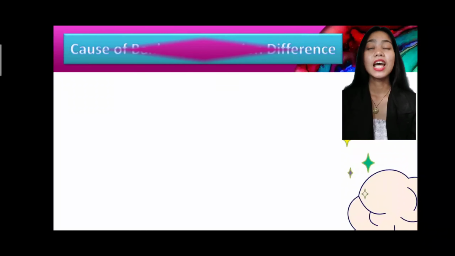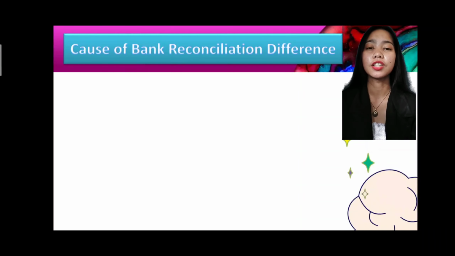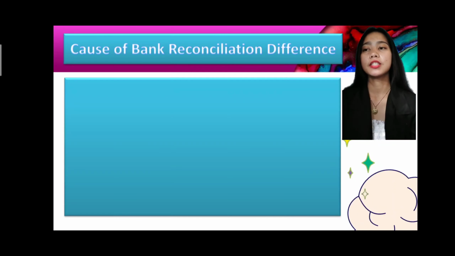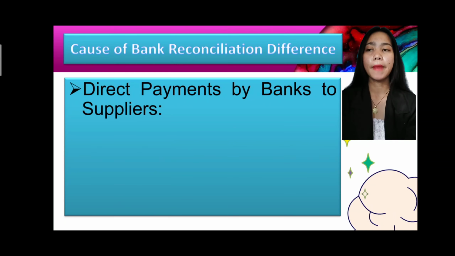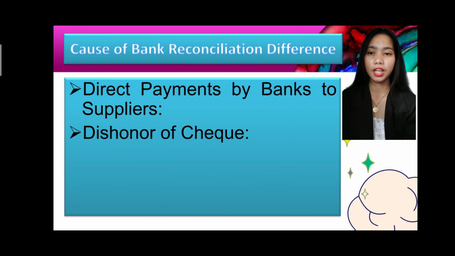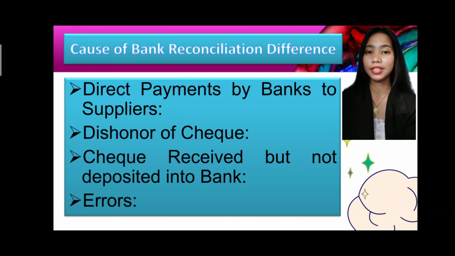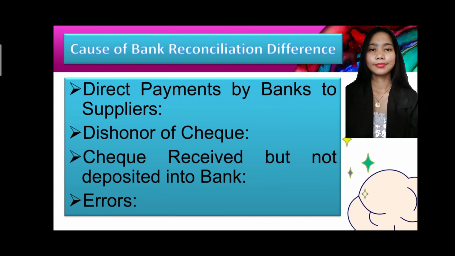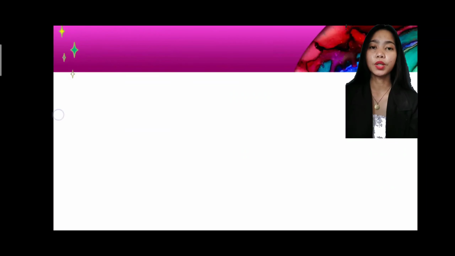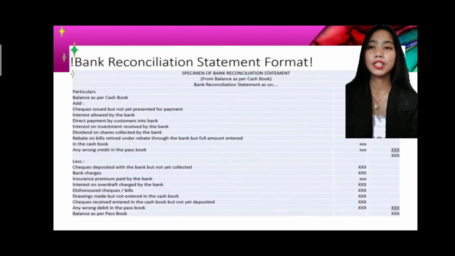So next is causes of bank reconciliation difference. First is direct payment by banks to the suppliers. Next, dishonor of check. Next is check received but not deposited into bank. And the last one is errors. So this is an example of the bank reconciliation statement format.